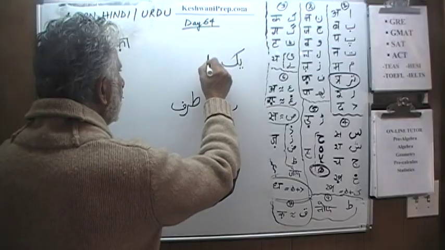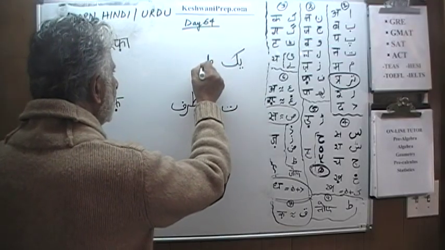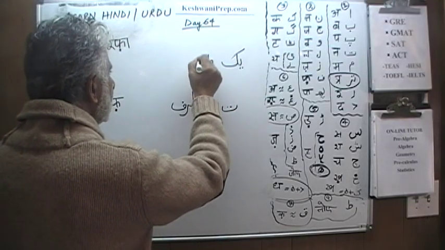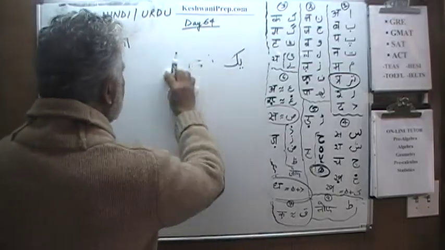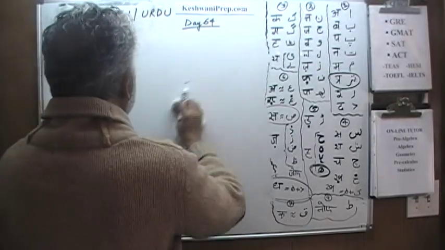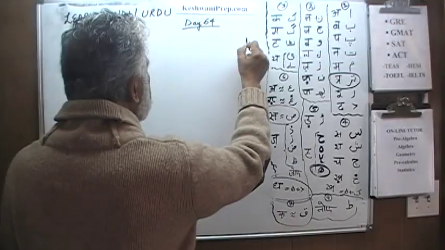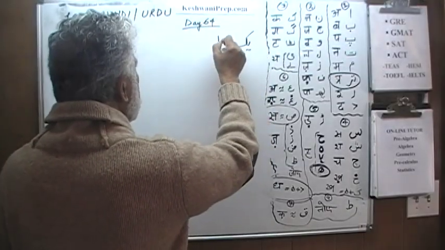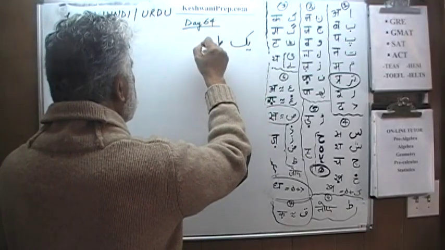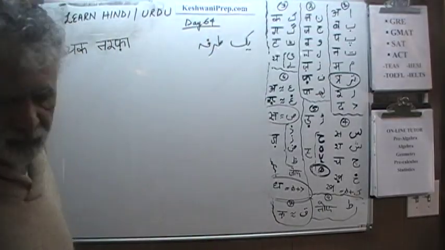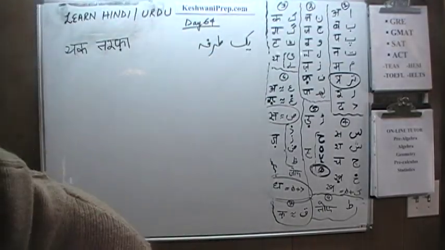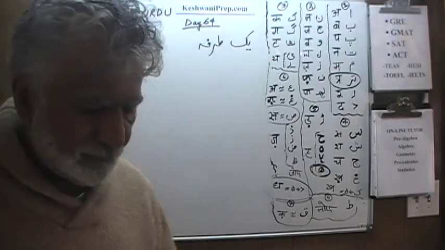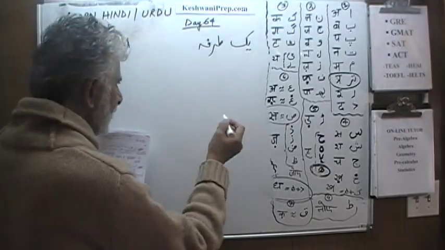So, toy, then re, and then fa and he, tarfa. Let me rewrite it. It came out very ugly. Tarfa. Yak tarfa. Yak tarfa means one-sided. Yak tarfa na the. Here's another example.